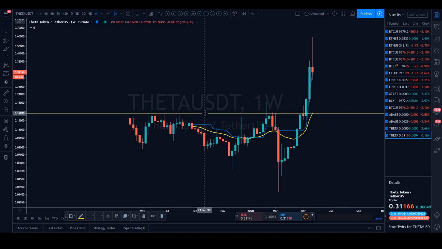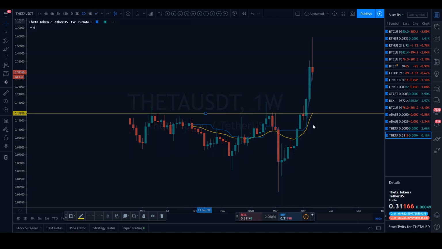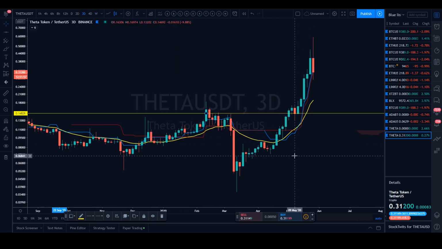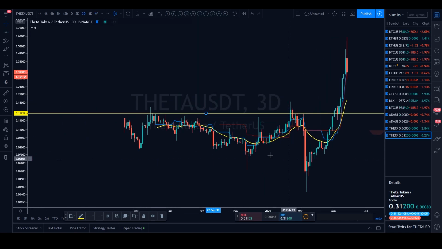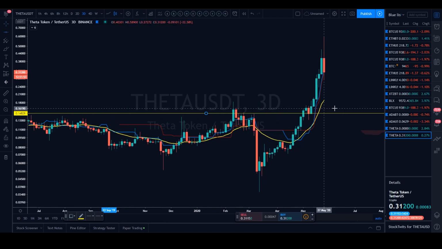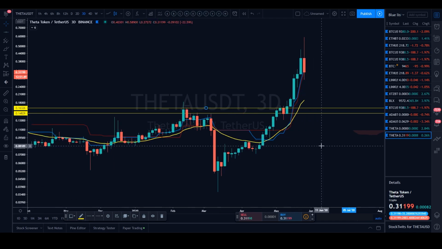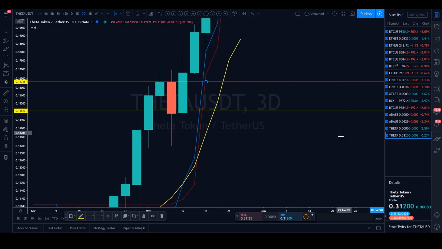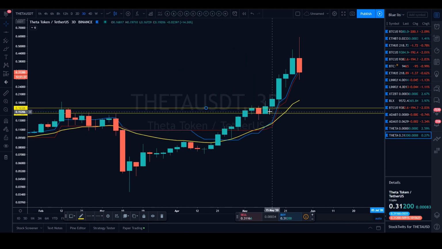I believe that was a major level. So this is one level right here. Now this was around that 14-cent region. This was one, and the second one was right around here. Notice how when Theta took out this region here at 16 cents, and as soon as we closed over, now this is the 3-day time frame, as soon as we closed over, look at that rally.